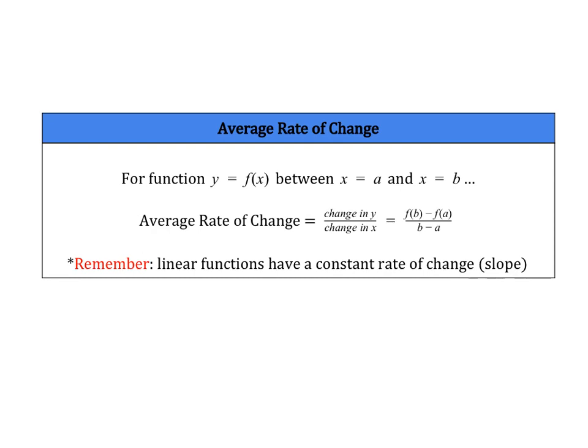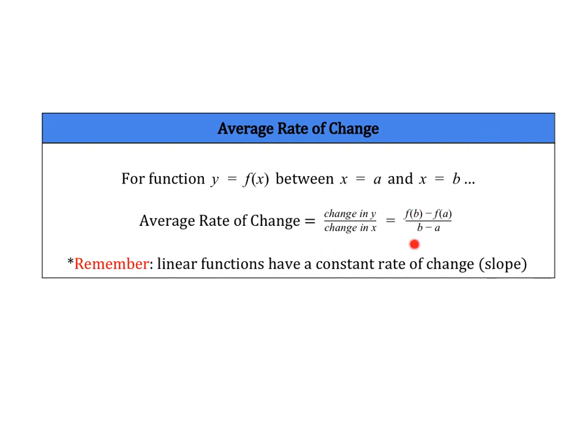Okay, so now we're going to talk about how to find the average rate of change of a function between two given x values. So the average rate of change between x equals a and x equals b is essentially just the change in y over a change in x, which can be found with f of b minus f of a over b minus a, which you might recognize is essentially just the slope formula.